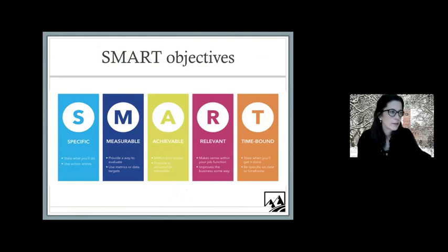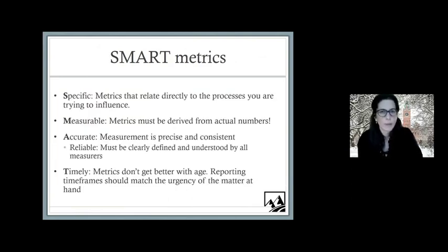Now, SMART objectives can kind of translate over to SMART metrics. And so SMART metrics are metrics that relate directly to the processes you're trying to influence. They are metrics, and as such, they need to be derived from actual numbers. And so that will be sometimes a stretch for some program planning staff who are less quantitative in their reasoning, but usually you can bring people over the hump if you've got some quantitative folks on the team.